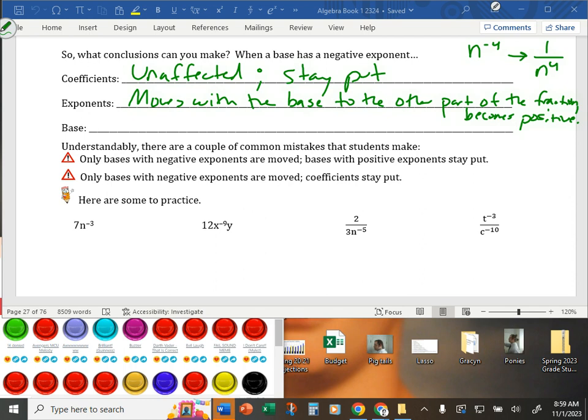And the base, we're kind of back to normalcy here. In every other rule except for CO12, what happens to the base? Stays the same. It moves with the power, but it stays the same.